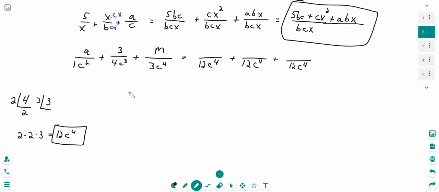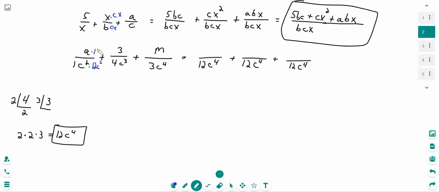Boom. All right, so there is our least common denominator. Now we can figure out our numerators. So what do we multiply this c squared by to get to this 12c to the fourth? We multiplied it by a 12, and we also multiplied it by c squared, right? Because c squared times c squared would give us c to the fourth. So we multiplied it by 12c squared.